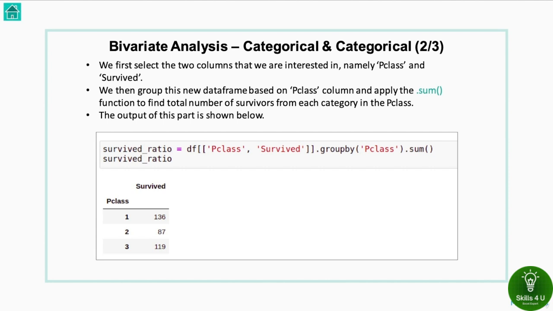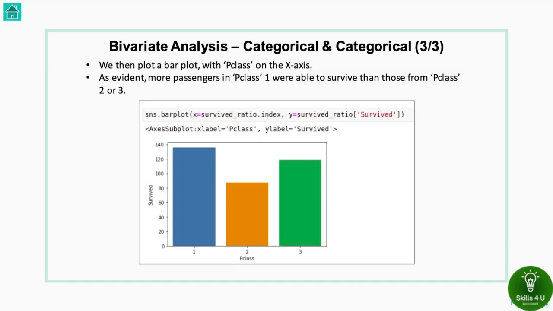Next, the Survived column contains 1 for the passengers who were able to survive and 0 for the passengers who were not. Therefore, if we use the aggregate function sum, we will get the total number of passengers who survived for each category of the Pclass. In the next step, we simply use the .barplot method of the Seaborn library to create a bar plot. Let's implement this two-step solution in Jupyter Notebook for a better understanding.